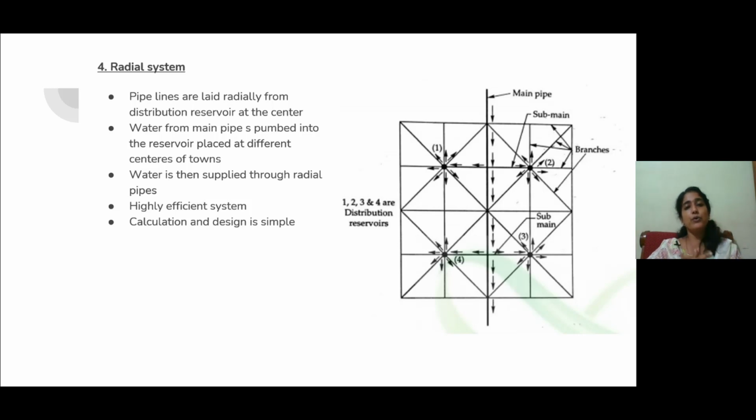This is the four system layout of water distribution system. I hope you all understood all the four systems.